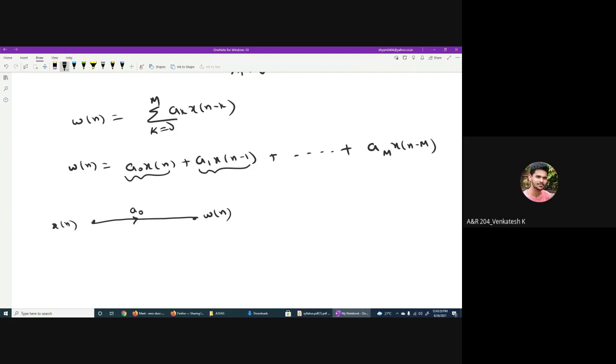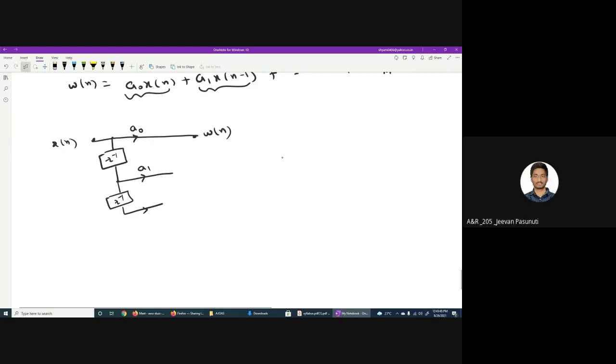What is the second term you have? a1 into x of n minus 1. So how can I get x of n minus 1? This point here I need to tap and give it to a z inverse term, then I am going to get x of n minus 1, isn't it? Can I write this way? Again, this point you give it to one more z inverse. What am I going to get? a2. How long should I do this way? Up to a_m. Similarly, a_m and a_m minus 1, like that you add generally, right?